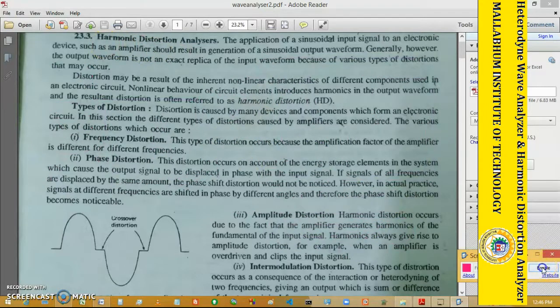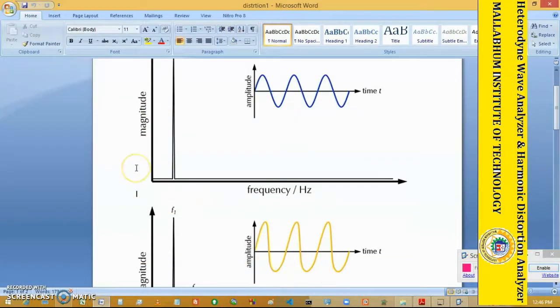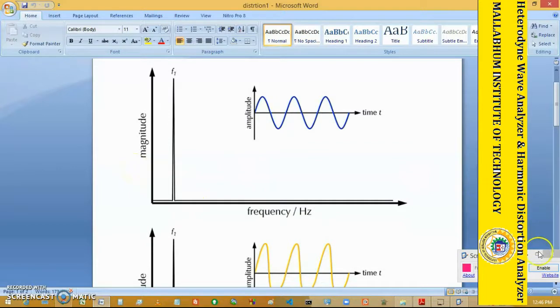As distortion cannot be avoided in the circuit, that's why the distortion analyzer, or the measurement of distortion, comes into the picture. That means we have to measure the distortion and must employ a certain kind of extra circuit to eliminate this type of distortion. Hope you get it.